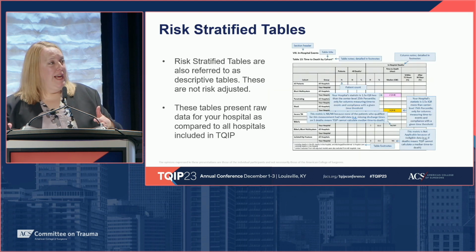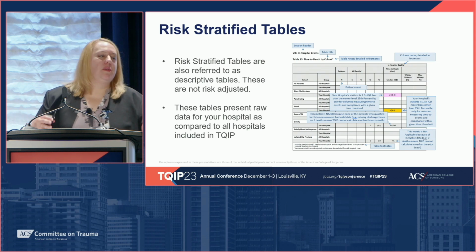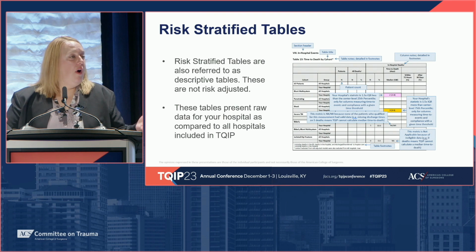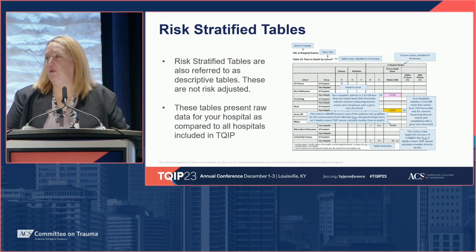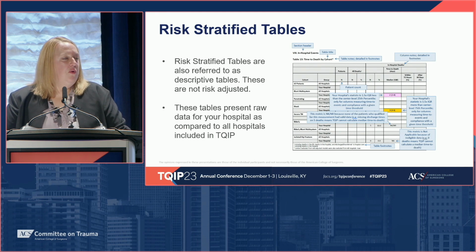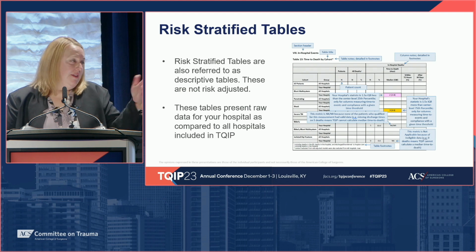After the risk-adjusted tables, we have the risk-stratified tables or descriptive tables. These are all raw data for your hospital as compared to the TQIP sample by different cohorts. For fall 2023, we have broadened the extreme outlier highlighting on selected additional outcomes on the report that you've just received a few weeks ago. So that's some new stuff.